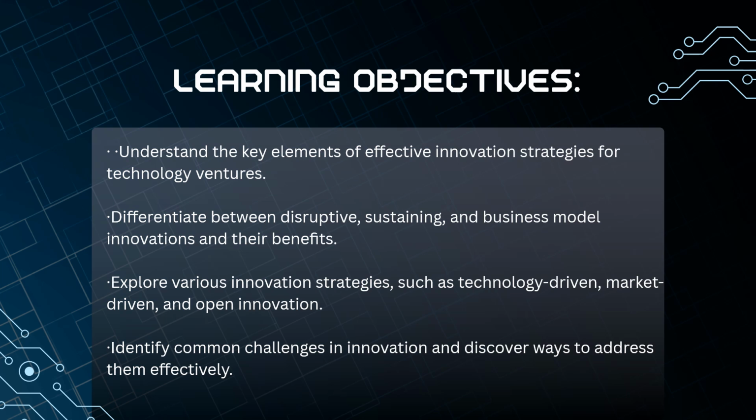By the end of this chapter, you will be able to understand the key elements that make innovation strategy effective. You will be able to identify and differentiate between different types of innovations like disruptive, sustaining, and business model innovation. Next, you will be able to explore strategic approaches to innovation, such as technology driven or market driven strategies. And finally, recognize common challenges and how to overcome them. Let's set the foundation first.